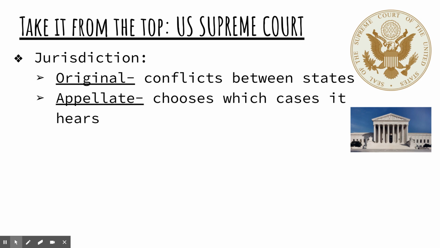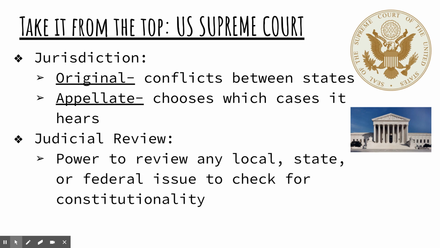It has appellate jurisdiction, which also means it can choose which cases it hears. And remember, it established the power of judicial review for itself through the case Marbury v. Madison in 1803. And remember, judicial review means that it has the power to review any local, state, or federal issue to check for its constitutionality. So it's going to check for whether or not something is constitutional.